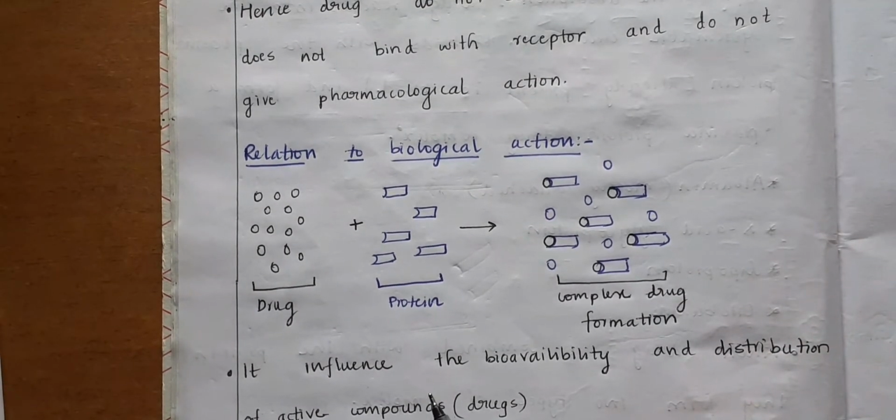Protein binding also influences the bioavailability and distribution of active compounds, because the rate of drug administered is not equal to the rate of drug reaching the site of action. So bioavailability is not 100%. If anyone has doubts, don't get confused. You can watch the video again. I have tried to make clear what protein binding is. I hope you understood what protein binding is and how important it is in our body. So let us move to the next topic, that is chelation.